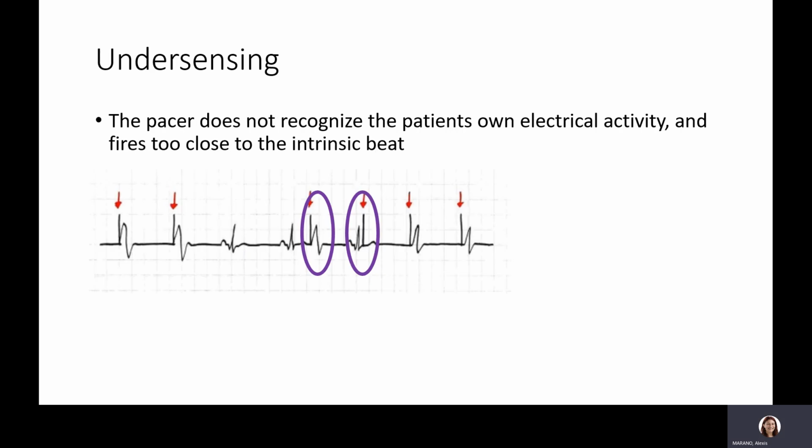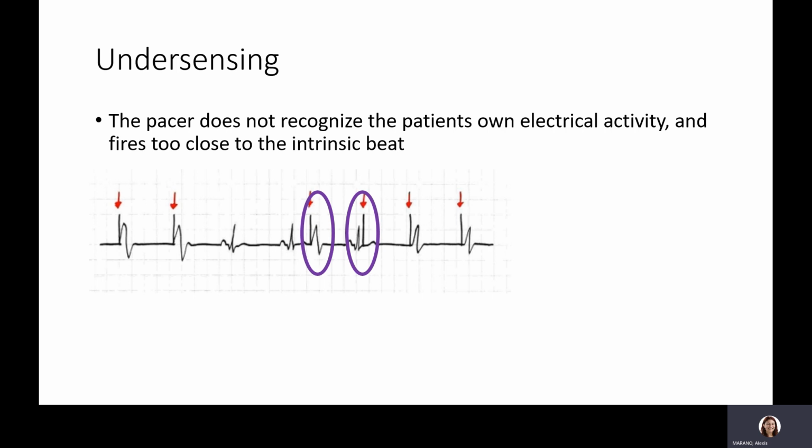Now, don't confuse oversensing with undersensing. This is when the pacemaker does not recognize that the patient's own electrical activity is happening and it fires too close to the intrinsic beat. As you can see, we've got 2 beats that are started by a pacemaker. The 3rd beat is on its own, the 4th beat's on its own, and that 5th beat right there is way too close to the patient's own beat.